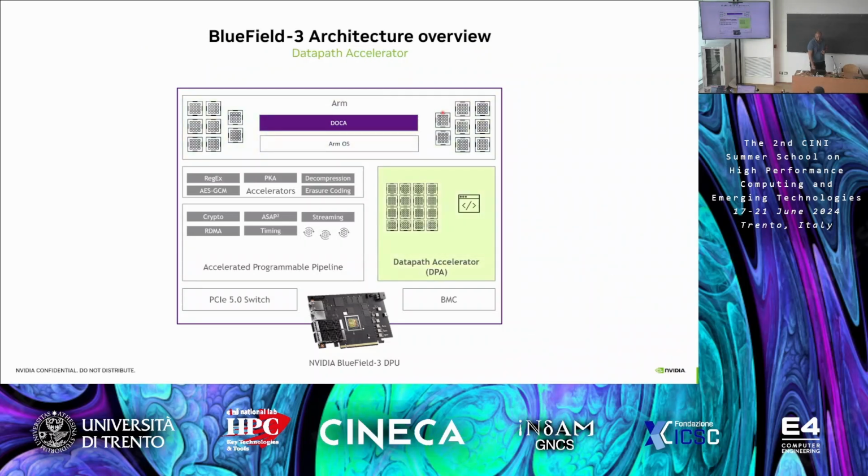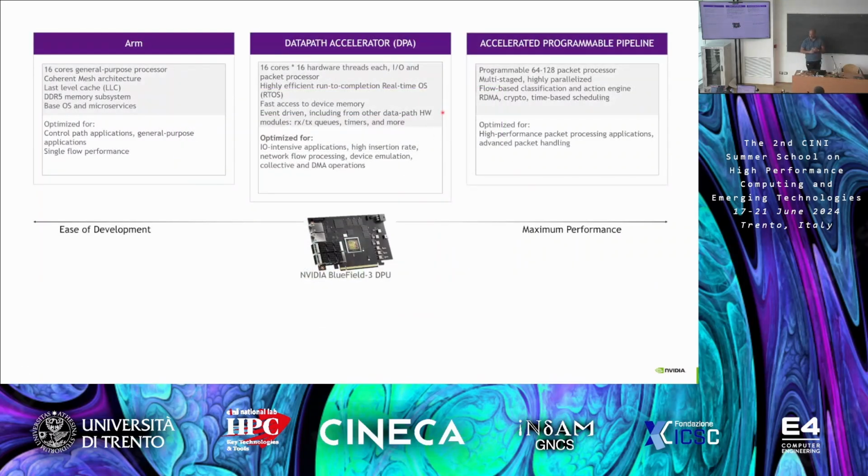Good. So I think this is interesting because now we can put those accelerators we went through on a spectrum, going from ease of development to maximum performance, right? So the ARM subsystem, as I was saying, is kind of an endpoint on the NIC. So it's like you use your normal computer, basically, right? But closer to the network.